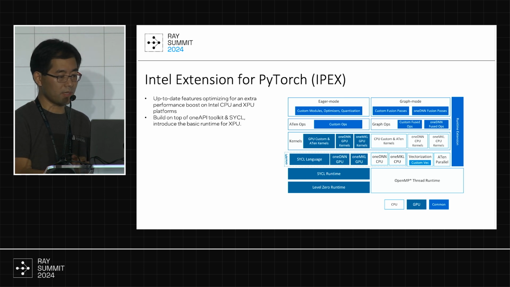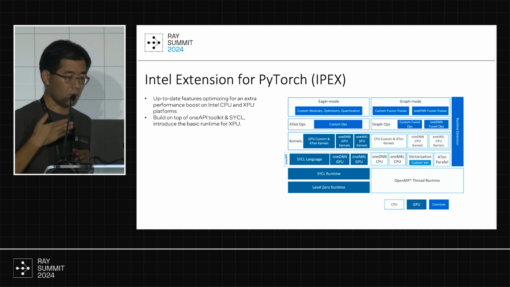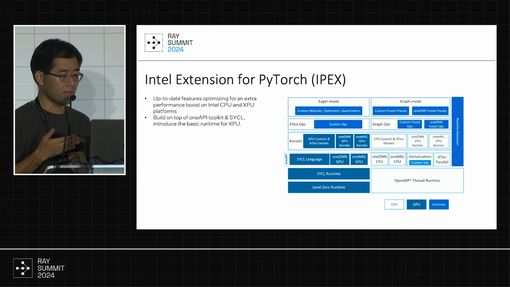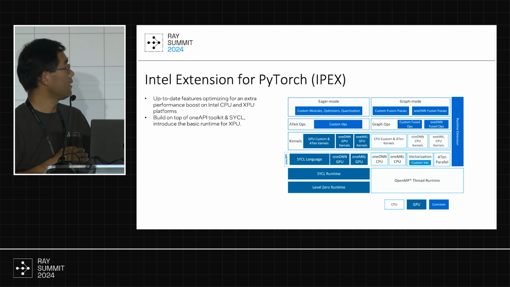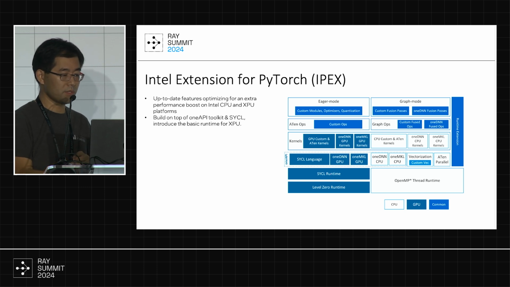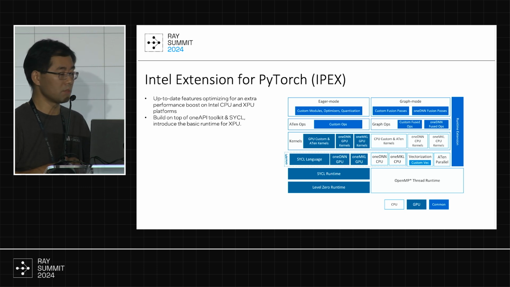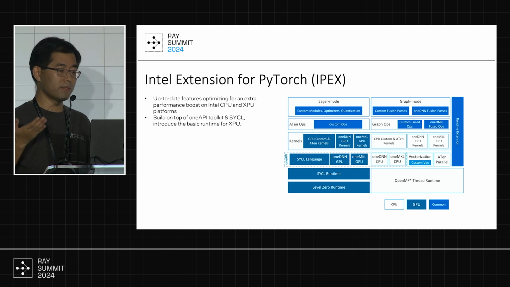It's a high-level block diagram. From the bottom up, we have the OpenMP thread runtime for the CPU backend. And then on the GPU side, we have the SYCL runtime for the GPU backend. On top of that, we have libraries like oneDNN and oneMKL. MKL stands for the Math Kernel Library. They provide functions like GEMM, convolution, FFT, and so on.